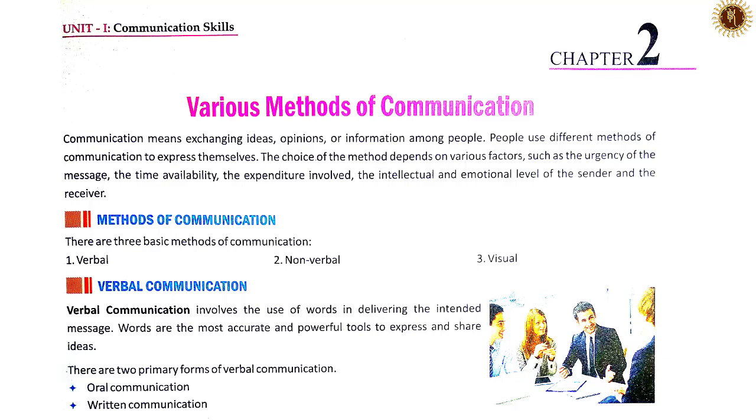There are two primary forms. The first is oral communication, and the second is written communication. Oral communication means speaking to someone in front of each other, and written communication can be by writing on paper or by writing a letter to someone else. Let us understand each one by one.